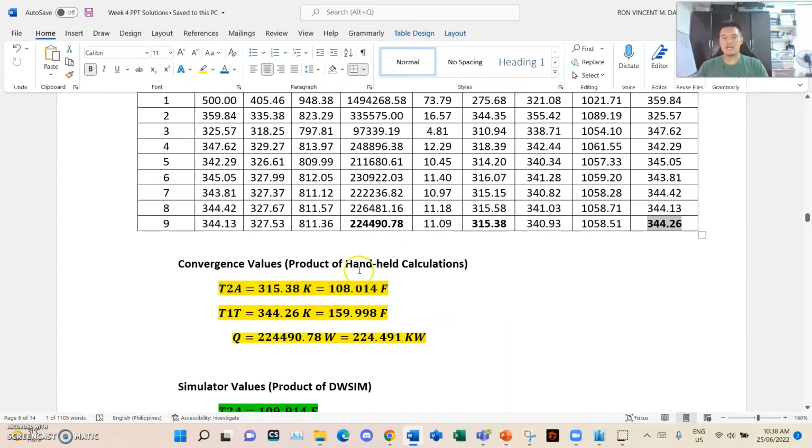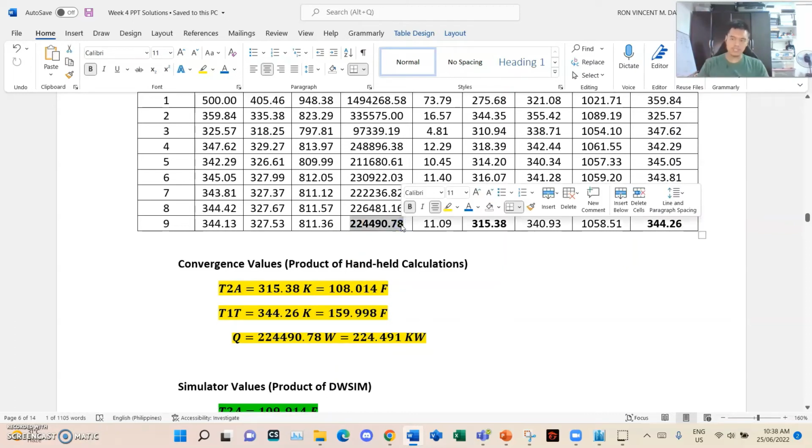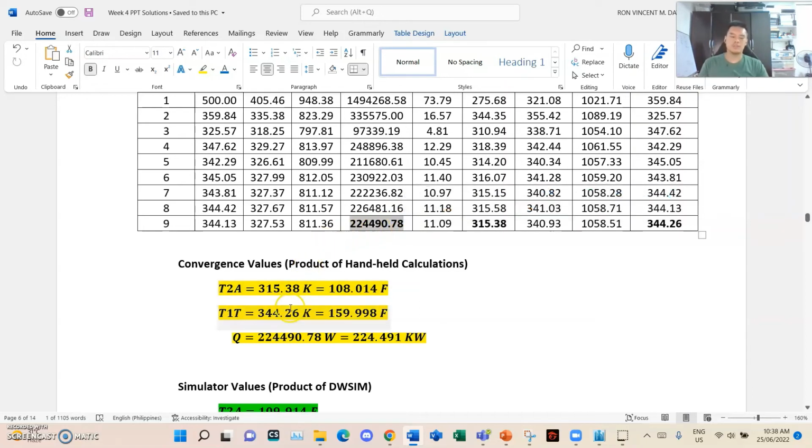The outlet temperature of acetone is 315.38 Kelvin or 108.014 Fahrenheit. The outlet temperature of toluene is 244.26 Kelvin or 159.998 Fahrenheit. And lastly, the total heat transferred, assuming that no heat is escaping from the system or no heat is wasted to the environment, is 224,490.78 watts or 224.491 kilowatts.